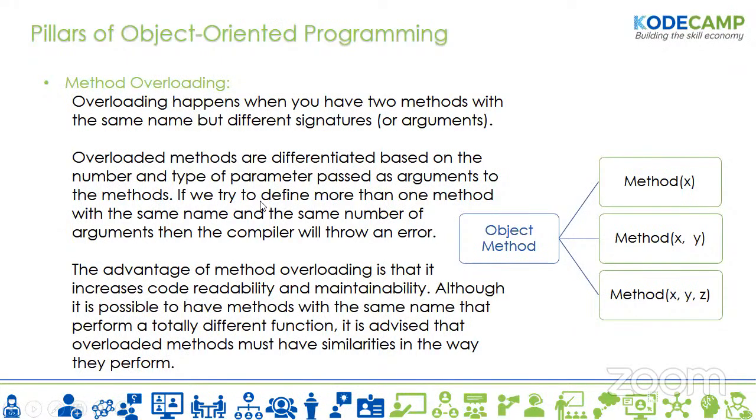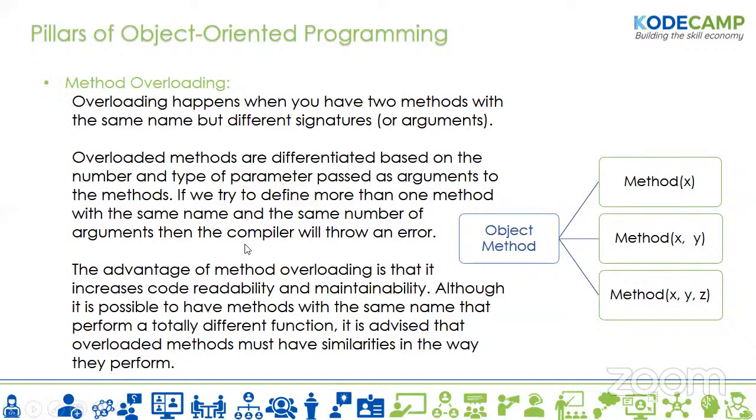So overloaded methods are basically differentiated based on the number and type of parameters that are passed as arguments to the methods. Now, if you try to define more than one method and give it the same name and the same number of arguments, the compiler is going to throw an error. It's like when you're trying to declare a class, an object, or a variable that has already been declared: it throws an error. That's exactly what will happen if you have the same name and matching parameters.